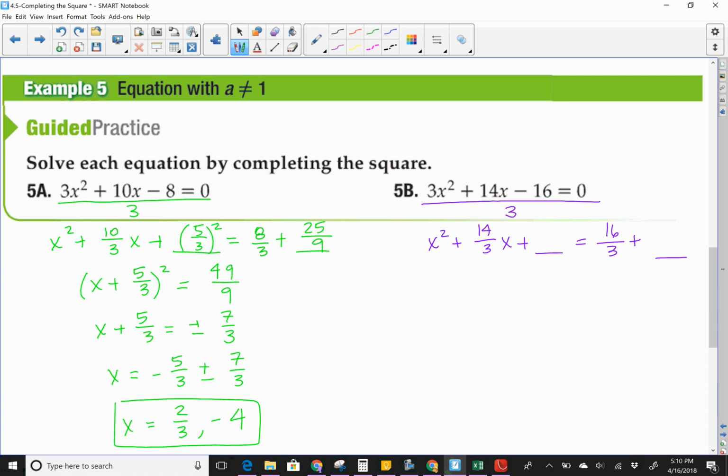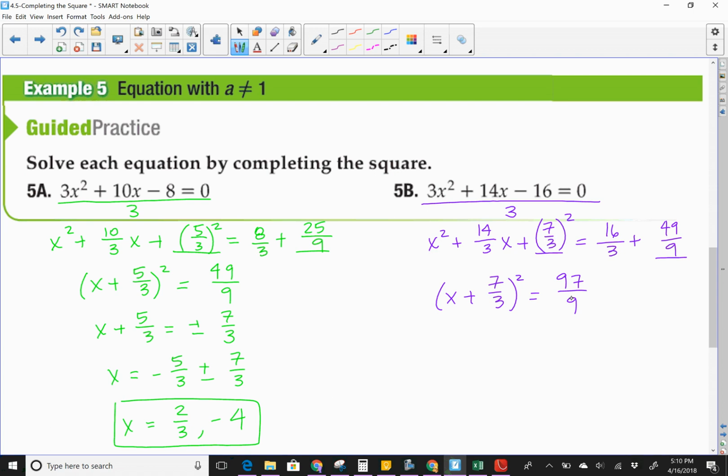Half of 14 thirds is 7 thirds squared. 7 thirds squared is 49 over, not 4. Let's see how much, 49 over 9. Factor by taking (x plus 7 thirds) quantity squared. 16 thirds plus 49 ninths is 97 ninths.